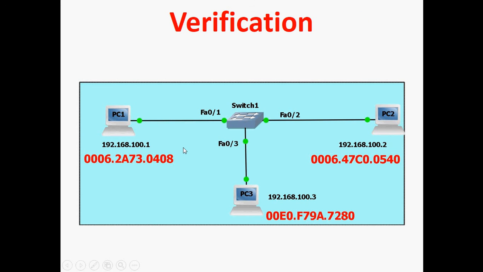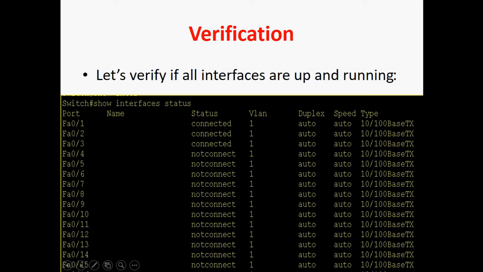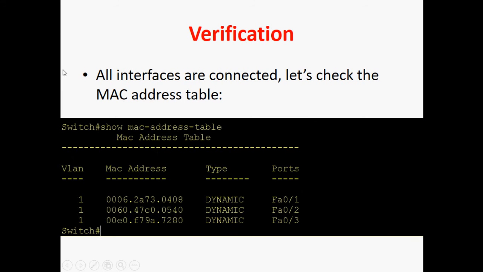Okay, we can verify the MAC address table. In the switch you have to give show interface status. It will show which ports are connected, what the status is, what the duplex, what the speed, what the type is, everything we can check here. And also you have to give show mac-address-table.